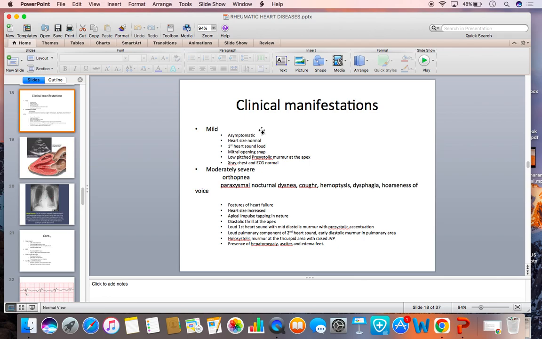Why should it occur in paroxysms only at night? It is during sleep that compensatory mechanisms will be dampened and there is severe pulmonary congestion resulting in the sudden episode of breathlessness, cough, sometimes hemoptysis. This is secondary to the pulmonary edema that occurs due to increased pulmonary venous congestion. Then there will be orthopnea, that is breathlessness while the patient is lying down.